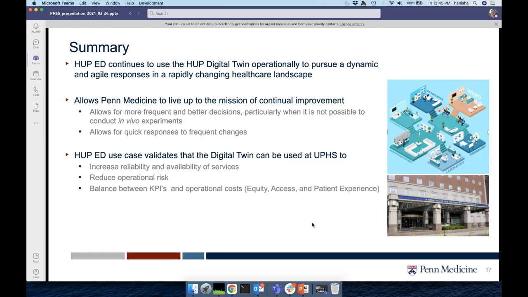And then, relatedly, another question came in around how this was built for the HUP ED. What would be the process and procedures for building this out for another entity, or even potentially another context, non-ED?